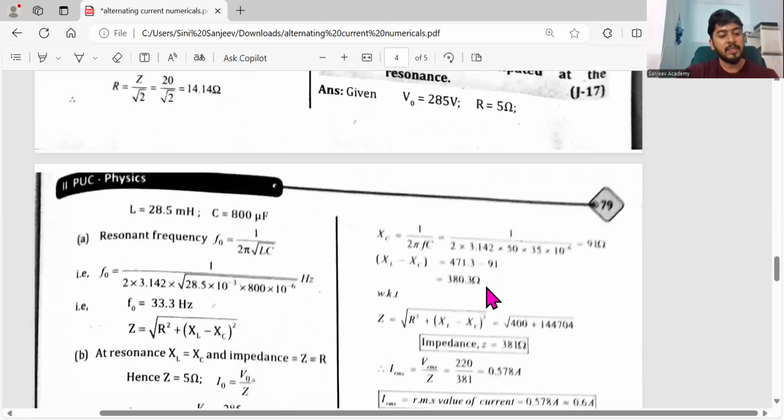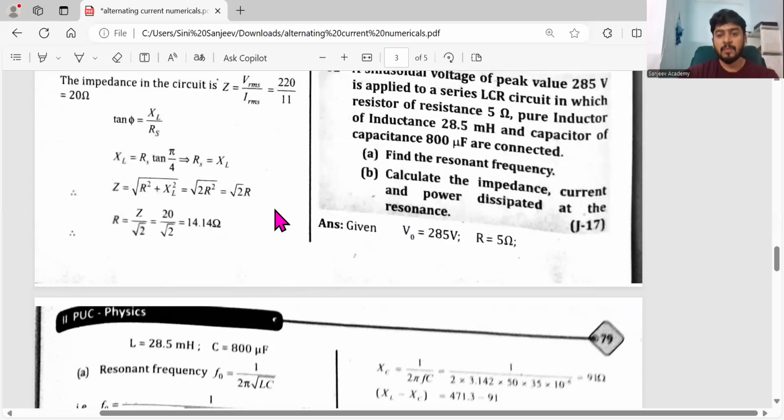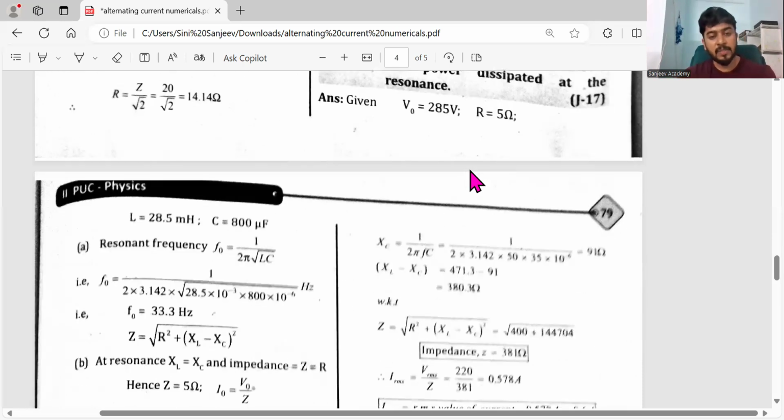So first thing is resonance. Resonance is 1 by 2 pi root LC. Substitute everything. What is my inductance? 28.5 millihenry, so 28.5 into 10 power minus 3, milli meaning 10 power minus 3. Then capacitance, 800 into 10 power minus 6. So substitute everything and we'll get the resonant frequency.